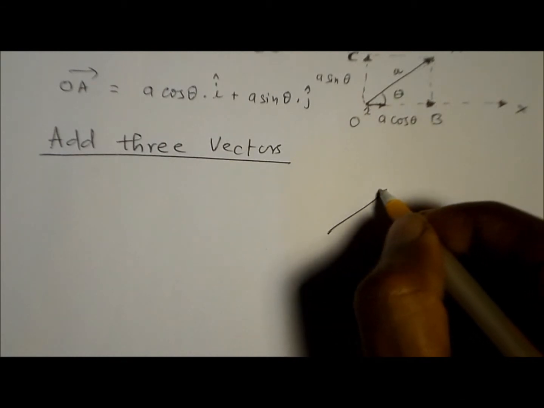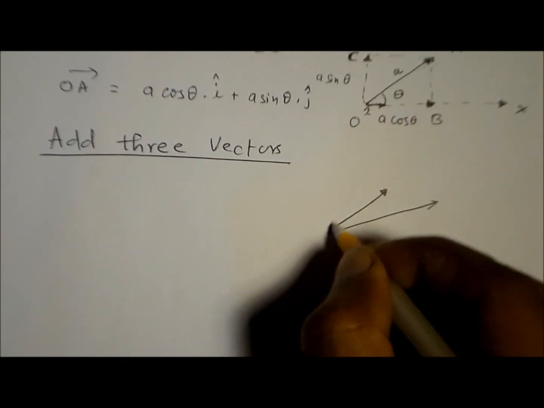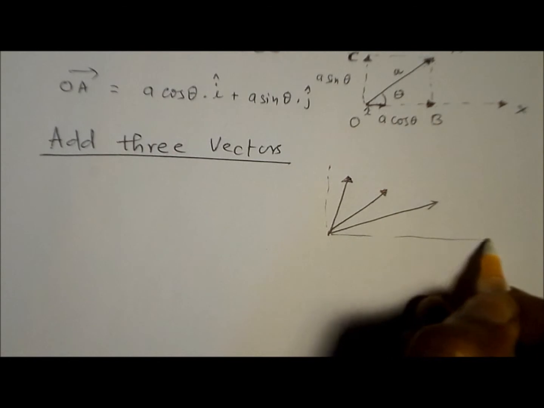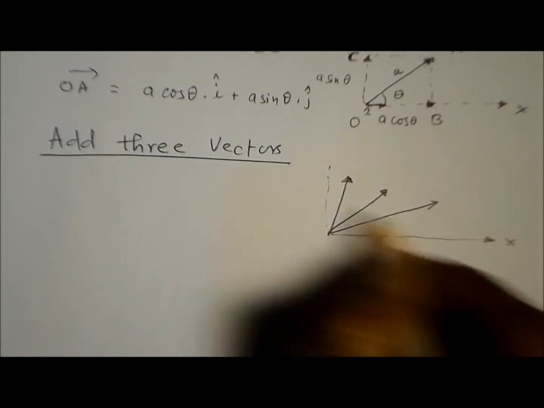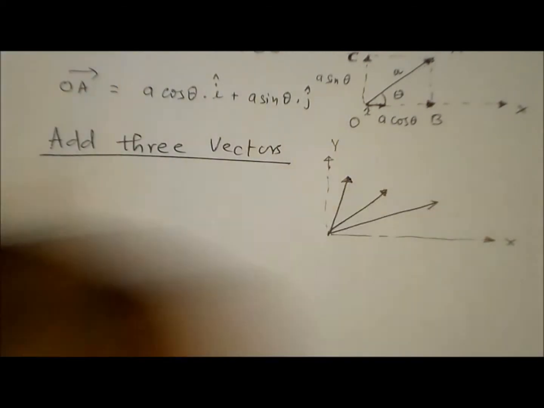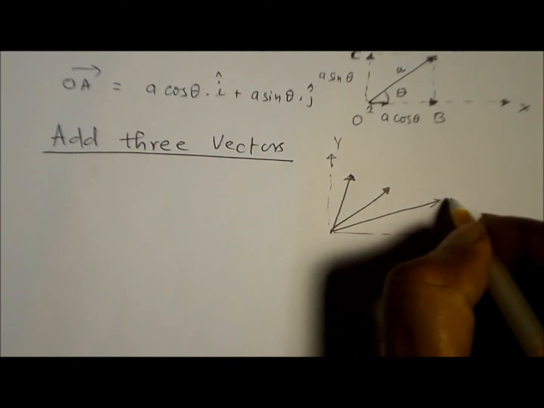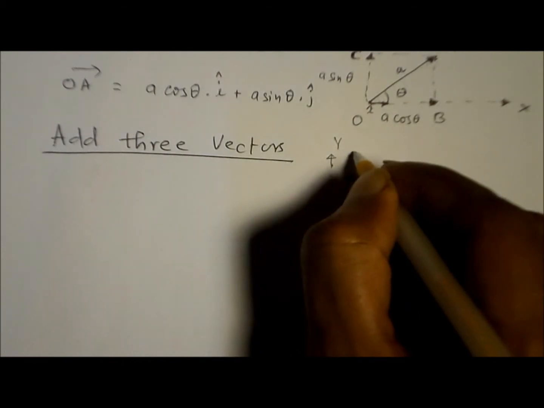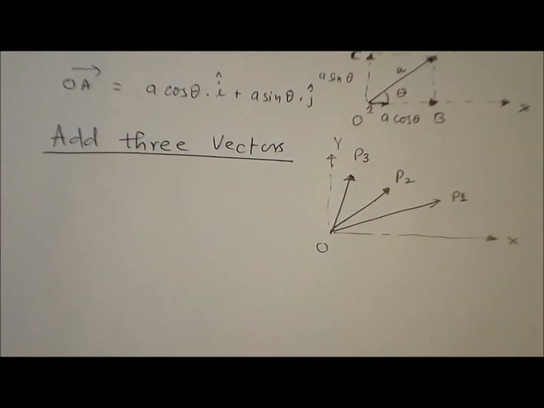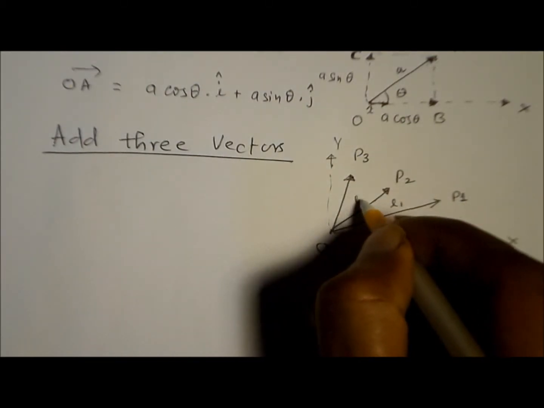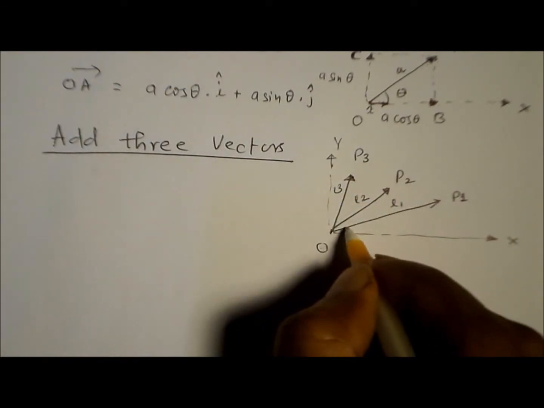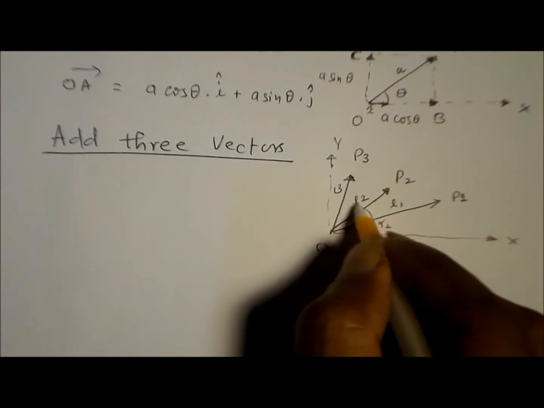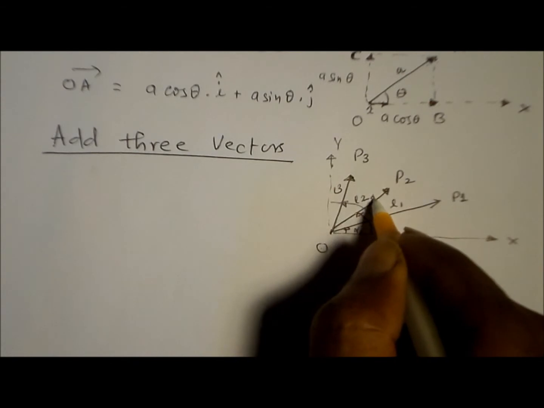Let's say I have one vector like this, another vector like this, and the third vector like this, and we put them in the coordinate axes to make the calculations simpler. Let's say these are vectors OP1, OP2, and OP3, and they have lengths, say, L1, L2, and L3, and they make angles alpha 1, alpha 2, and alpha 3 with the x-axis.